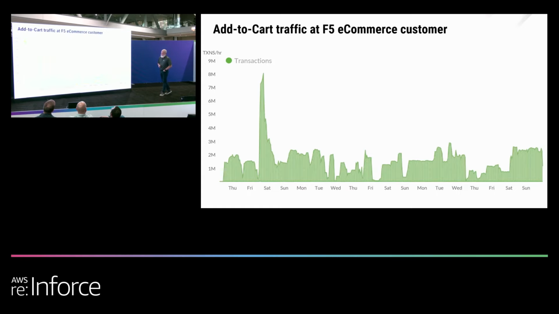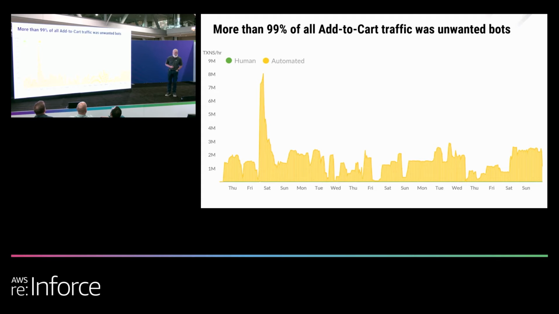This is add to cart prior to the application of F5 signals. Obviously, no day-night pattern. I mean, there's something wrong with this. We apply the signals, you see virtually all of it is automated. This isn't even our record. We've seen 99.9% of all traffic hitting various applications as being automated.